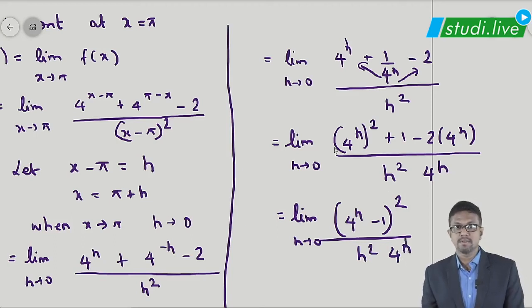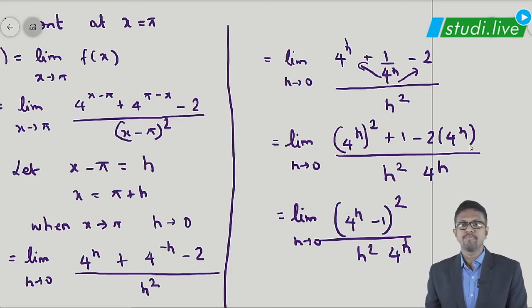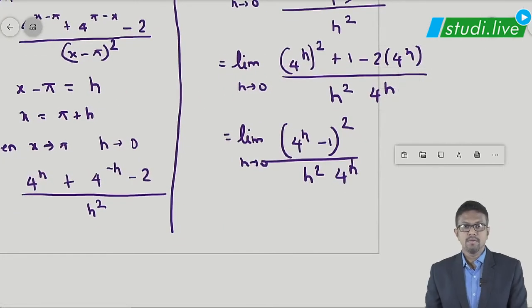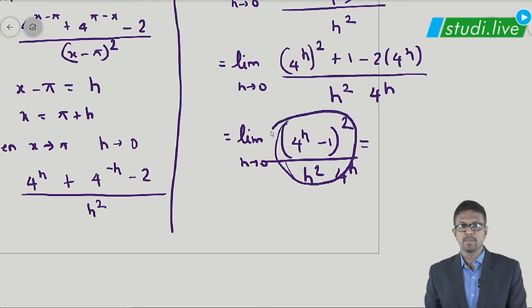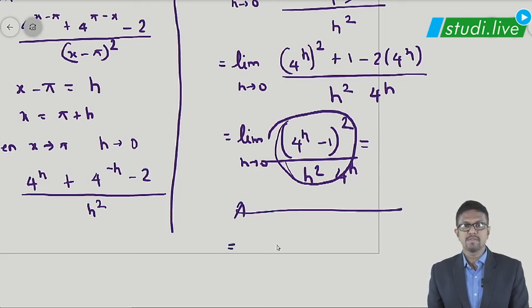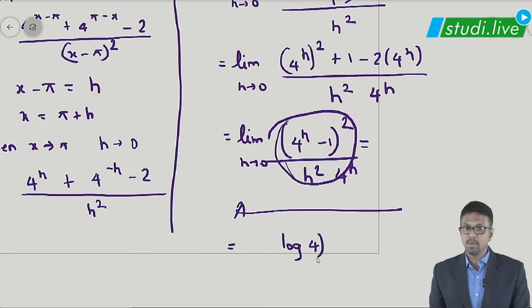So you can see that this numerator part was actually a square minus 2ab plus b square. The 2ab part was written as the third term. So 4 raised to h the whole square plus 1 minus 2 into 4 raised to h. Now we can use the formula a raised to x minus 1 upon x. So this entire part can be taken as a formula. Upon applying the limits, this will be equal to log of 4 into log of 4, that will be log of 4 the whole square, and 4 raised to 0 is of course 1.